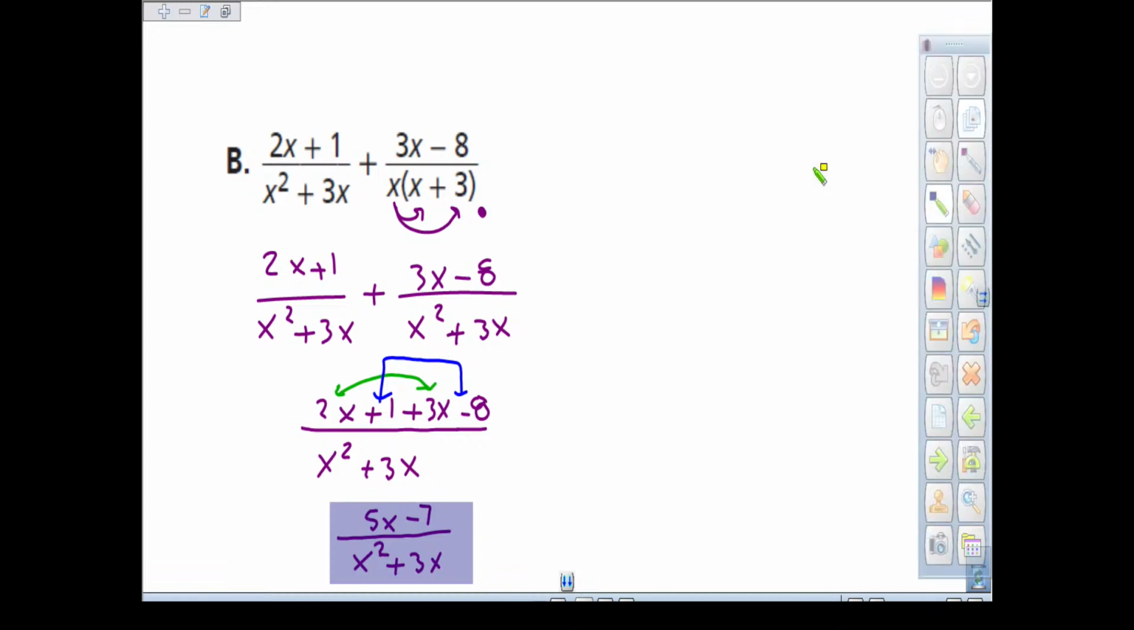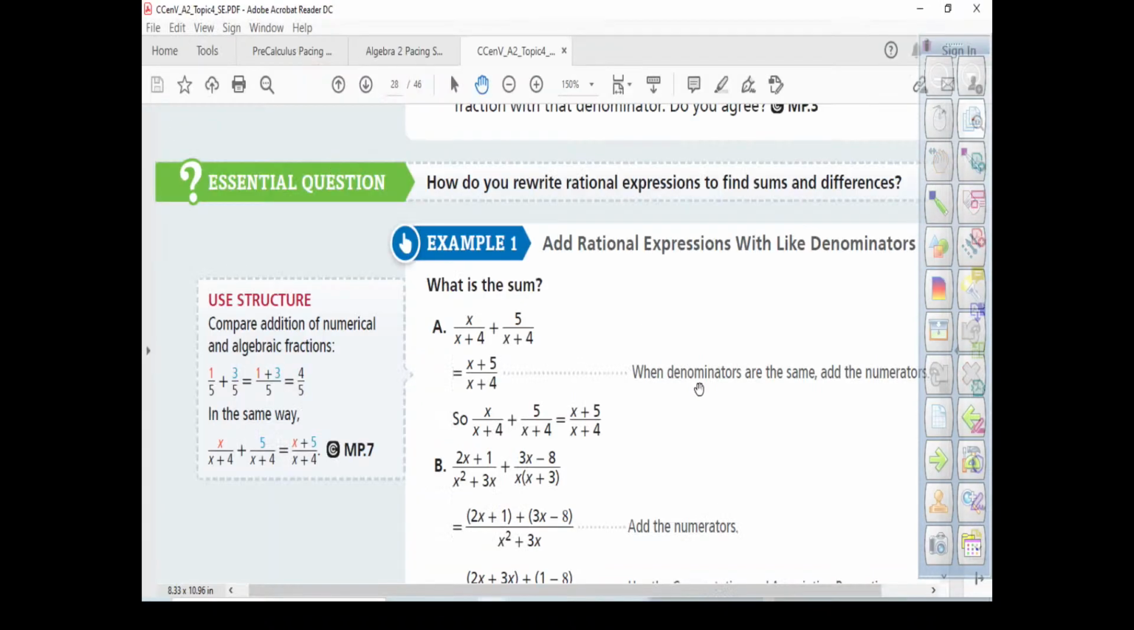So we looked at identical denominators. We looked at kind of similar denominators, except with one tweak that we made it exactly look the same. Can we have different denominators? Yes, that's what's going to come up next. So stay tuned.